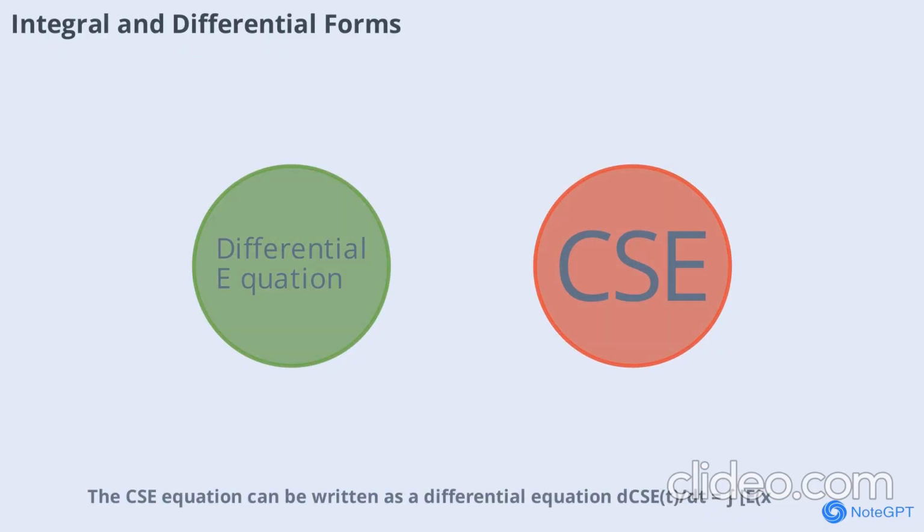The CSE equation can be written as a differential equation: dCSE(t)/dt = ∫ EX(t) − IX(t) dx for all x and *. This models the rate of change of equilibrium over time. The objective is for CSE(t) to approach zero as t goes to infinity, representing a self-regulating universe.